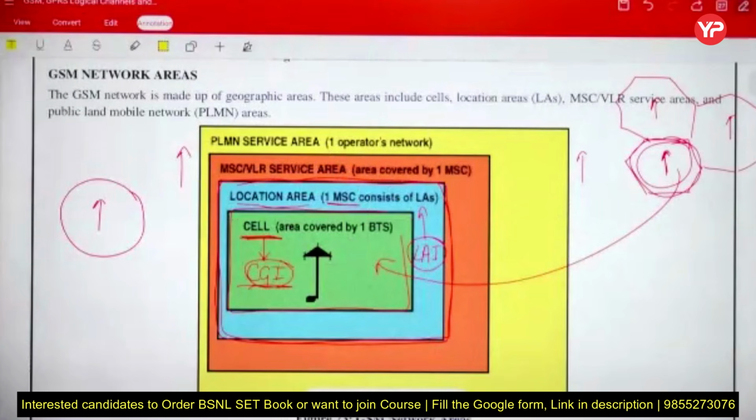CGI, full form is Cell Global Identity, right? This is a unique identity number which is given to each cell. Now several cells are combined together and they will form a location area. Again, for that location area we also give a unique ID that is named as LAI.